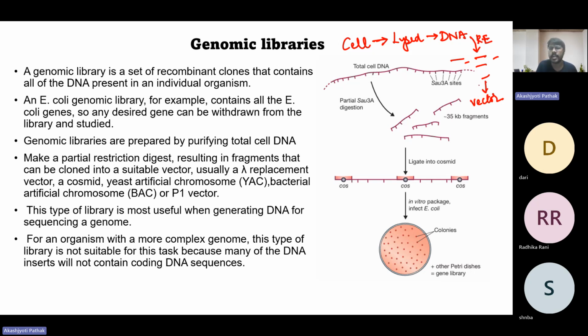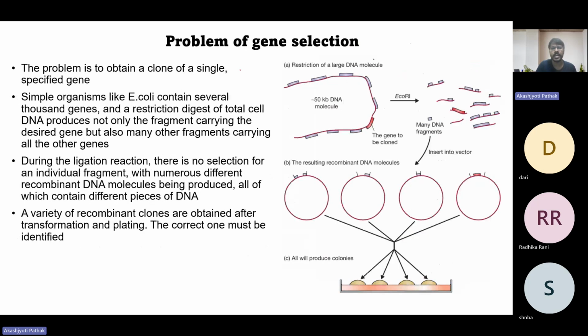Now, because different types of recombinant plasmid will be produced, you have to screen for your gene of interest. You will have to screen which recombinant plasmid contains your desired gene of interest. That is why there is this problem of gene selection. The problem is to obtain a clone of a single specified gene.